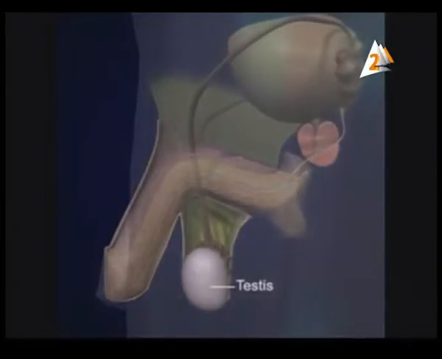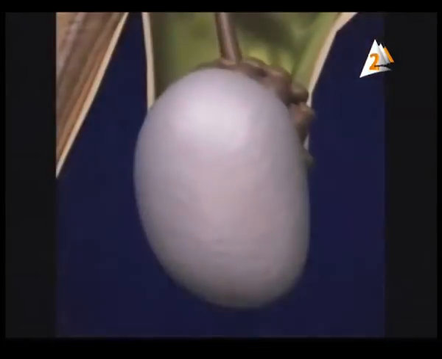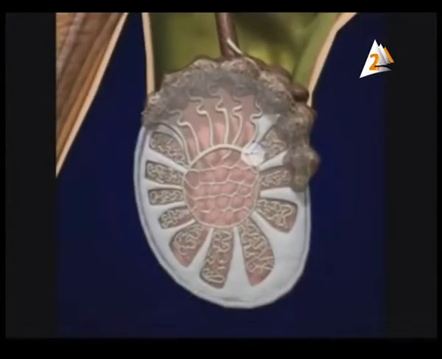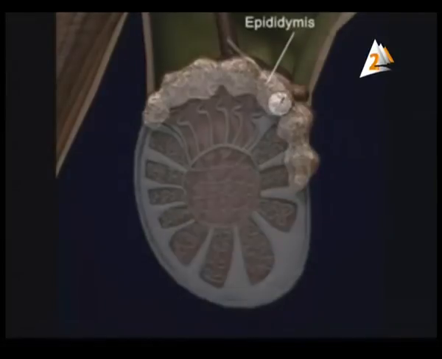And now, if we look at the structure of the two testes again, we find that they are very important to study. First of all, they lie outside the body. Why? To get a cooler temperature than the body temperature, in order to give the chance for spermatogenesis to occur. This is important for the formation or production of sperm, and secondly, it produces the testosterone hormone, which is important for the secondary male characters to appear at the puberty period.